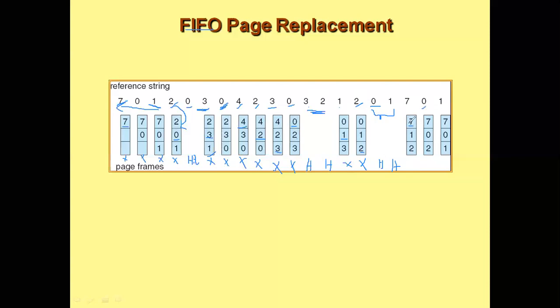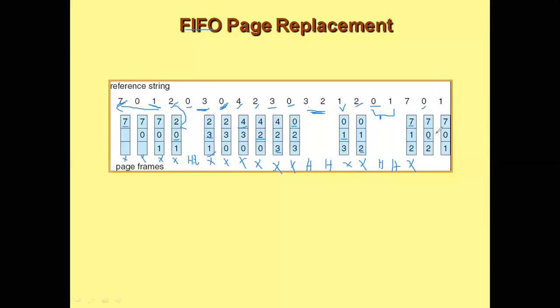Next, coming to 0. There is no 0 in the main memory, so this is a page fault. So which should you replace for 0? You can't be replacing 7, you can't be replacing 2, you should be replacing with 1. That means 0 is put in the place of 1.